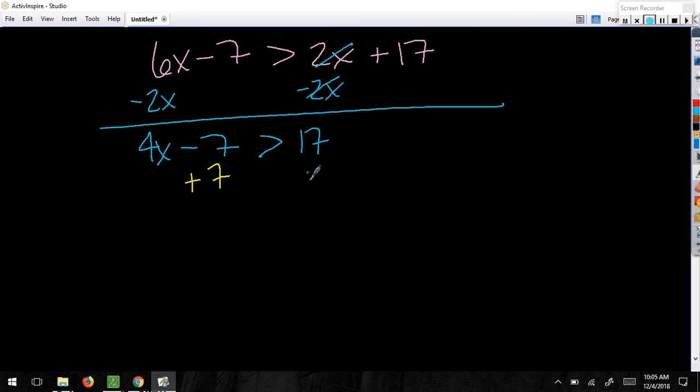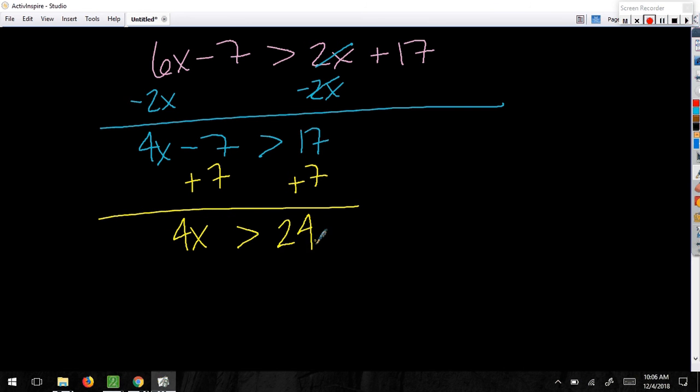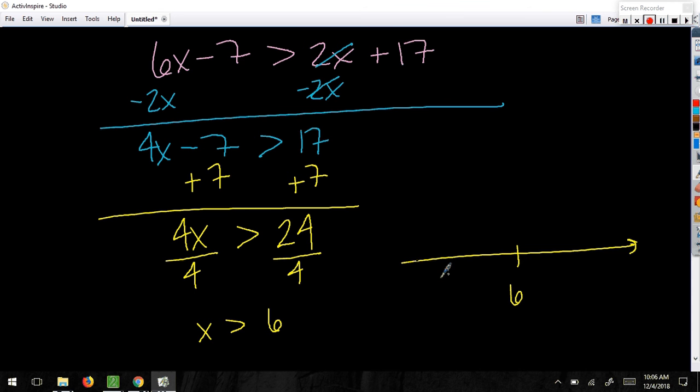So I'm going to add the 7 to both sides. 24. Then divide 24 by 4, and then you get... But wait a minute, he gets 6. Yeah, that's right. Divided by 4. Then you bracket. And you get 6. All right, so 6 is on your number line.